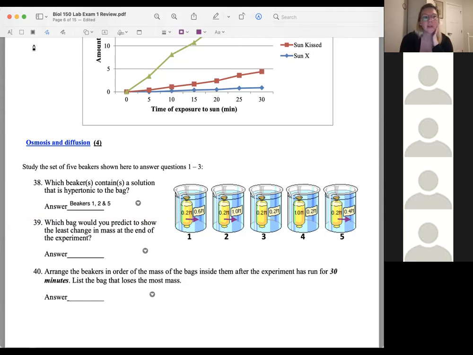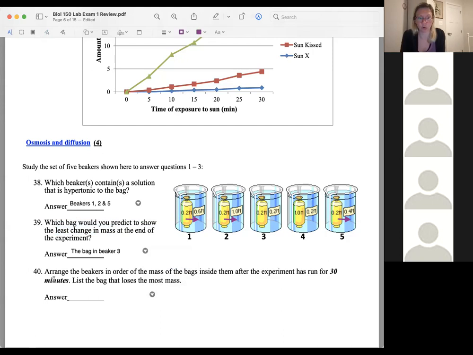In which of the bags would you expect to have the least change in mass? So which one is really going to have no net movement, like water's going to be moving across all the time? It's going to be number 3 because they are isotonic. Very good.